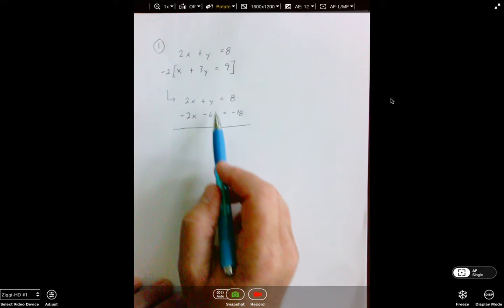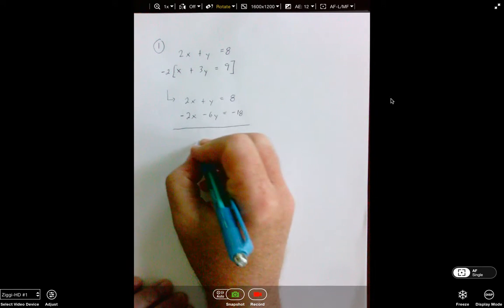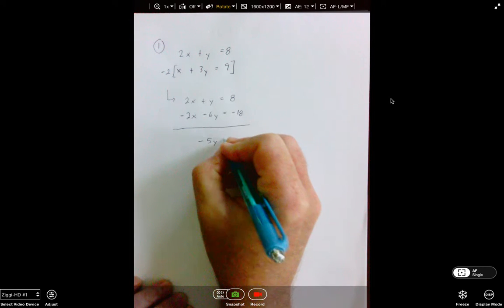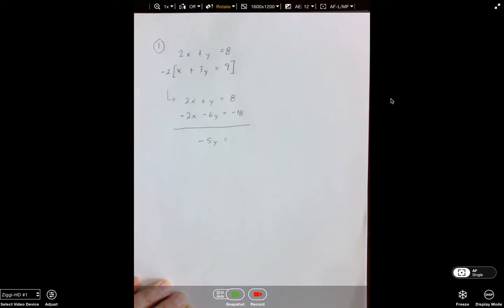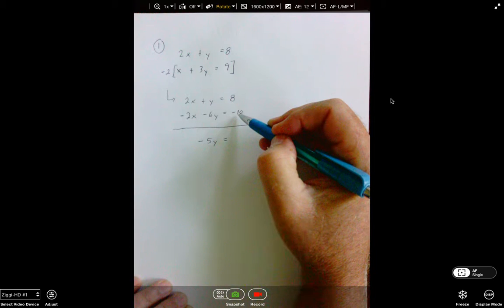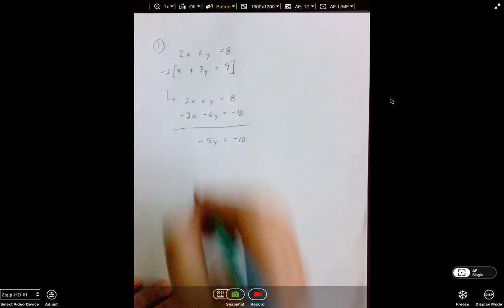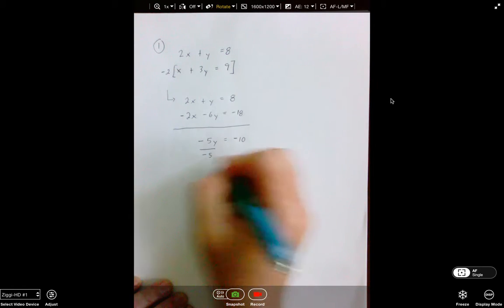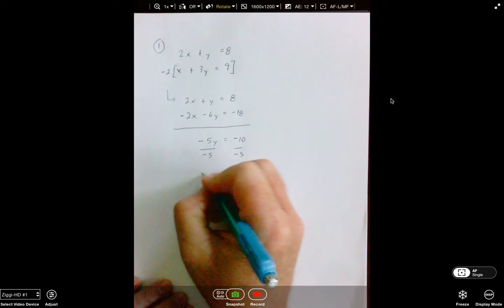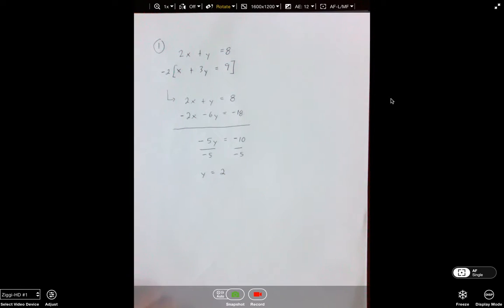And then I've got y minus 6y, which we should all know is -5y. And then over here I get 8 minus 18, which is -10. So I'm going to divide both sides by -5. And I see that y is equal to 2.